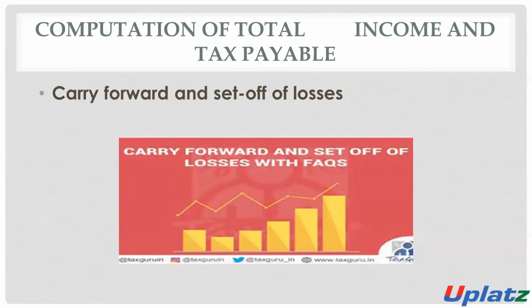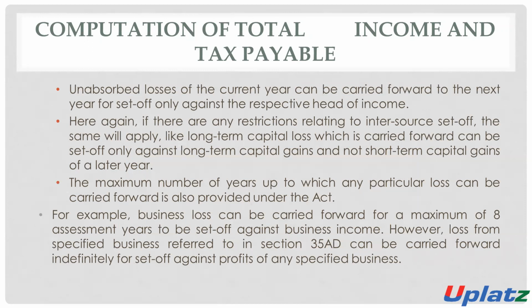Carry forward and set off of losses. If in any year the total amount of the income is not eligible to set off the losses, then we can carry forward these losses to the next years, and in the next year we can set off these losses. So unabsorbed losses of the current year can be carried forward to the next year, and in the next year we can set off this amount of loss with the respective head or with the income.